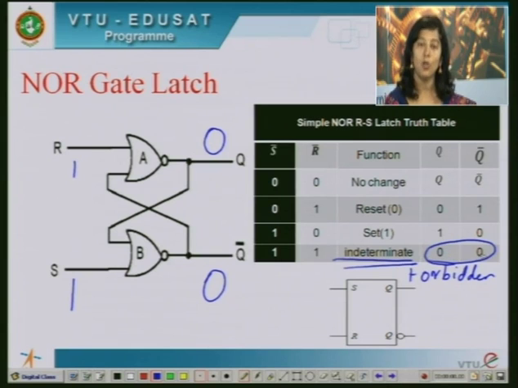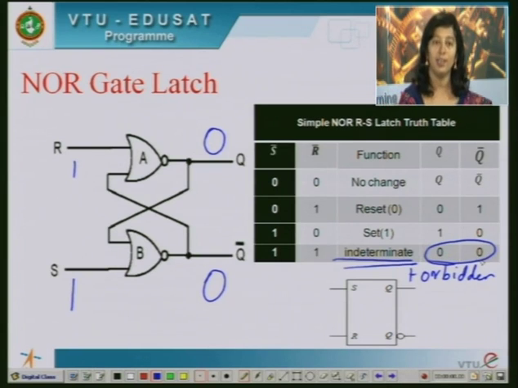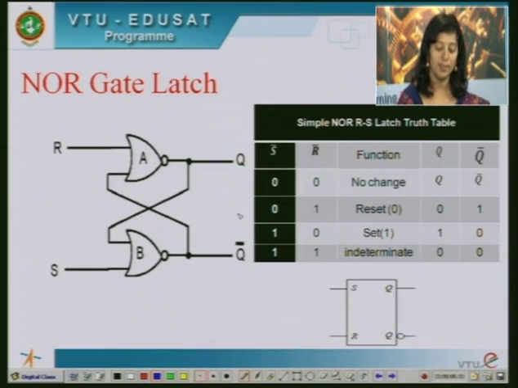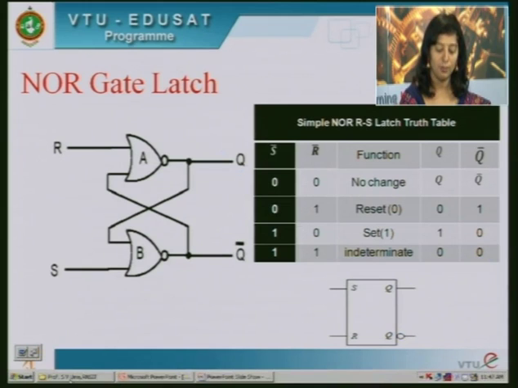Here both outputs are becoming low in a NOR gate latch. And the logic symbolic representation for SR latch using NOR gates has S and R direct inputs, Q and Q complement. We have a bubbled output shown here. So, this is how it is represented. So, this is how it works.